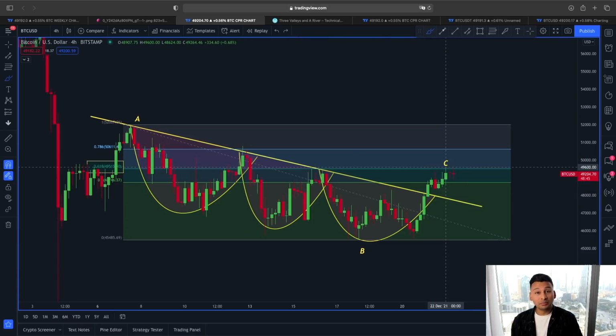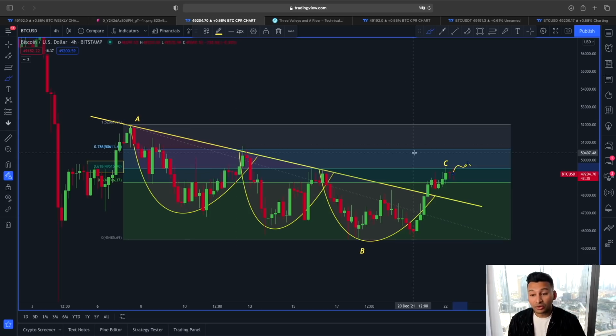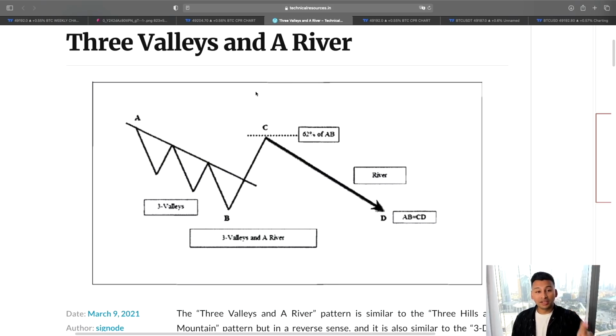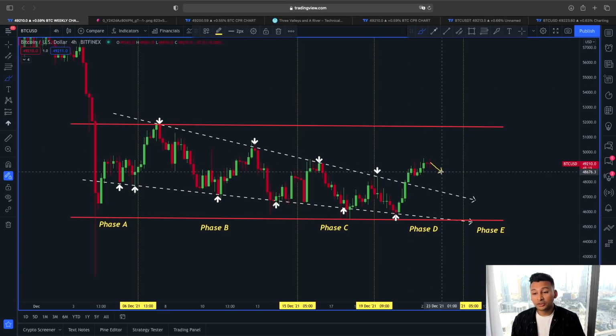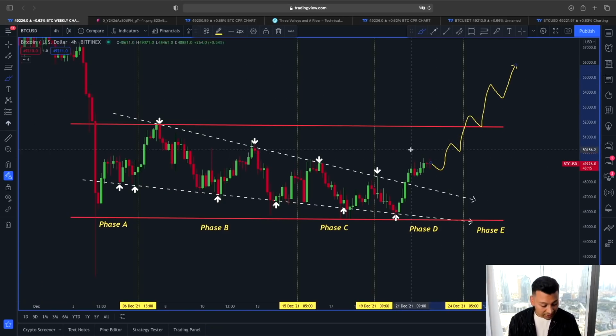So if the price of Bitcoin is going to find a proper support above this point C area or the 0.618 Fibonacci line, that is around 49,500, and close the daily above that, then this bearish scenario, three valley and a river, is going to be invalid, and we will be focusing more on this accumulation phase from Y curve. In that case, the price should be starting this new move here in this manner, making higher highs, higher lows, a continuation pattern from here on.